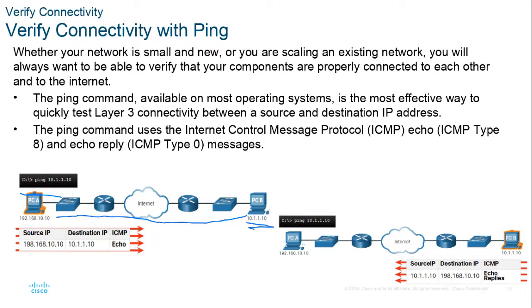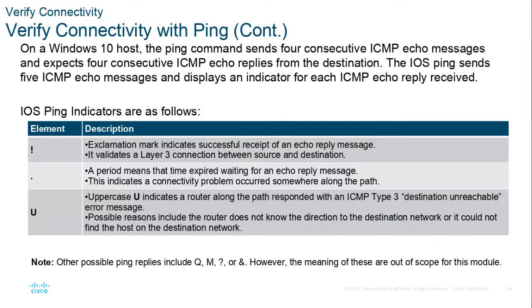Ping uses something called Internet Control Message Protocol, echo request and echo reply. There are some other things in ICMP, but that's all we're interested in for purposes of ping, to make sure that the host machines and source machines have reachability, IP connectivity, network layer connectivity with each other. Now on Cisco devices, when you get an answer, the exclamation point, that's good. That means it was successful. The period is bad, no connectivity. The U is bad, destination unreachable.